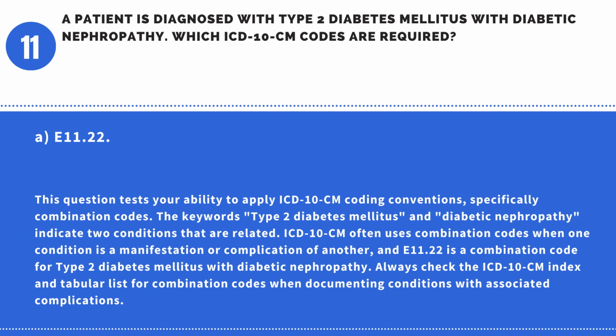Answer: A. E11.22. This question tests your ability to apply ICD-10-CM coding conventions, specifically combination codes. The keywords type 2 diabetes mellitus and diabetic nephropathy indicate two conditions that are related. ICD-10-CM often uses combination codes when one condition is a manifestation or complication of another, and E11.22 is a combination code for type 2 diabetes mellitus with diabetic nephropathy. Always check the ICD-10-CM index and tabular list for combination codes when documenting conditions with associated complications.